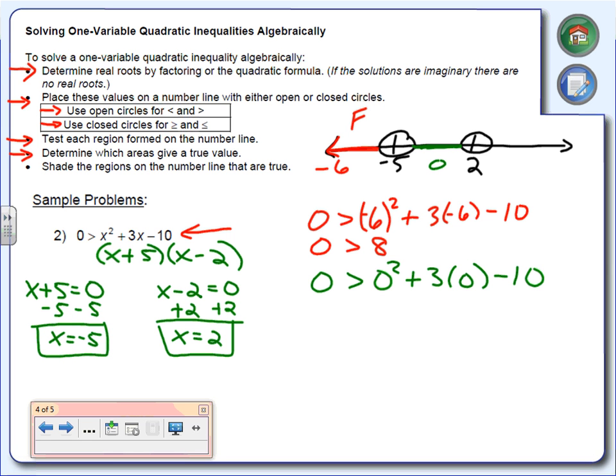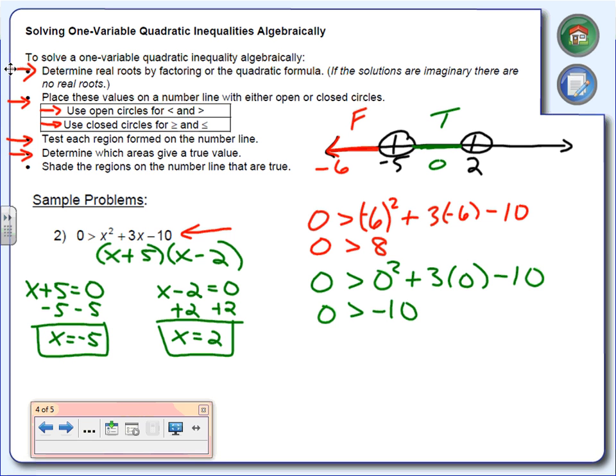Again, going to your calculator, we're doing 0 squared plus 3 times 0 minus 10, and you get what number? Negative 10. So the question is 0 greater than negative 10? Yes, that is true. So right here I'm going to put true.